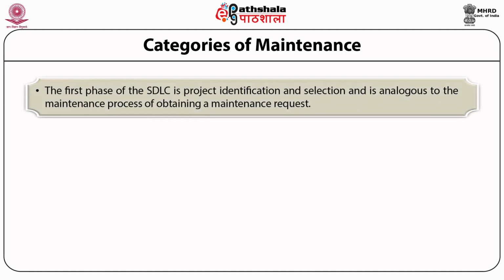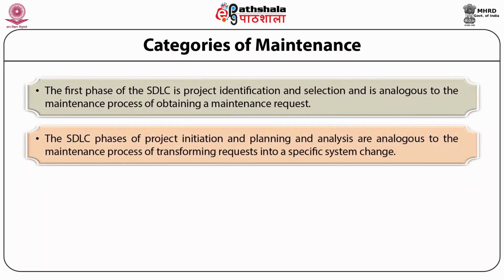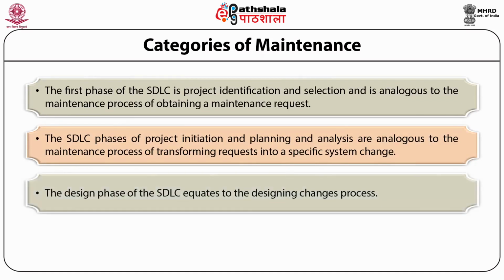The very first phase of the STLC is product identification and selection and is analogous to the maintenance process of obtaining a maintenance request. The project initiation and the planning and analysis stage is analogous to the maintenance process of transforming request to a specific system change. The design phase equates to the designing change process. And finally, the implementation equates to the implementing changes.